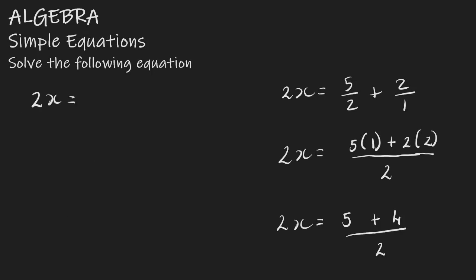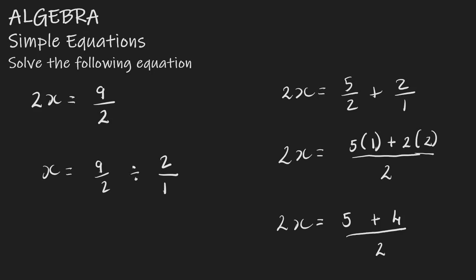2x is equal to 5 plus 4, that is equal to 9 over 2. I would like the x term on the left-hand side alone. 2 is being multiplied by x. So x is equal to 9 over 2 divided by 2. But this is 2 over 1. So here I'm dividing two fractions.